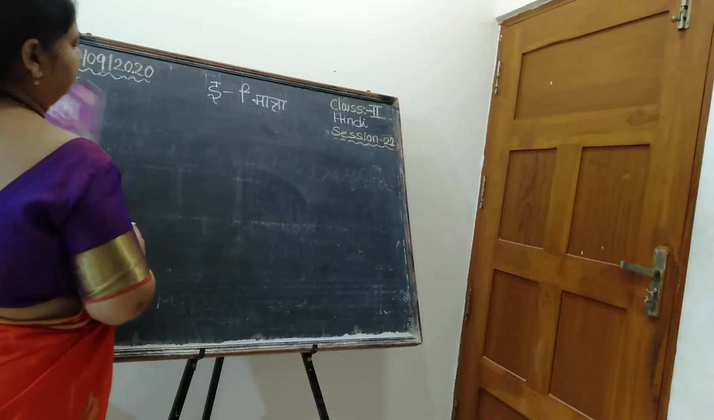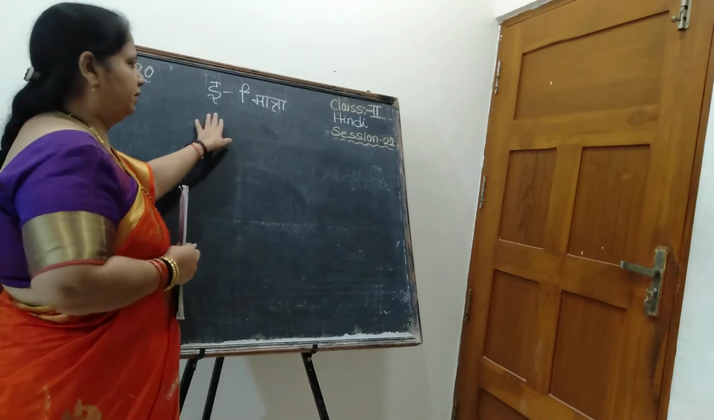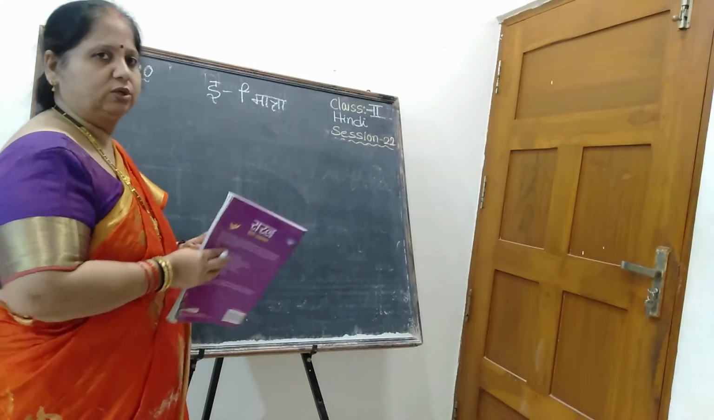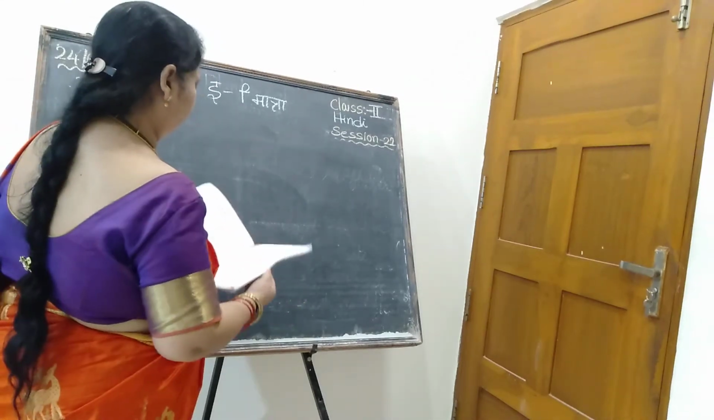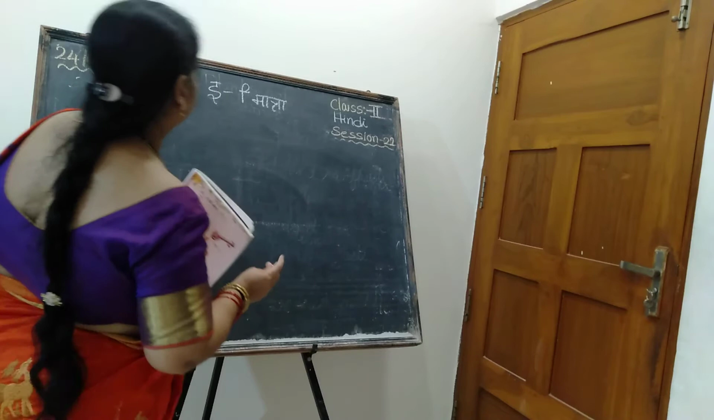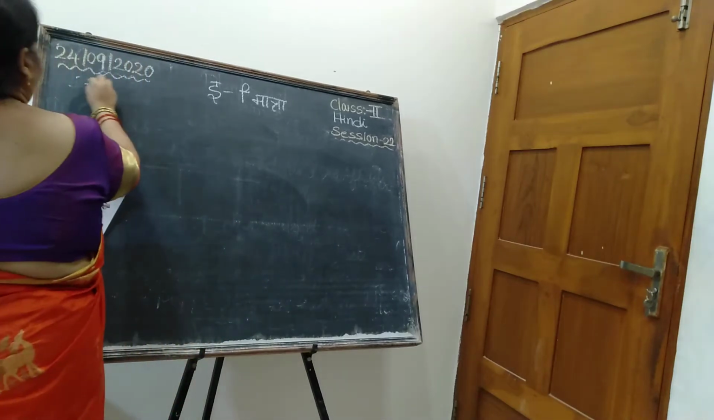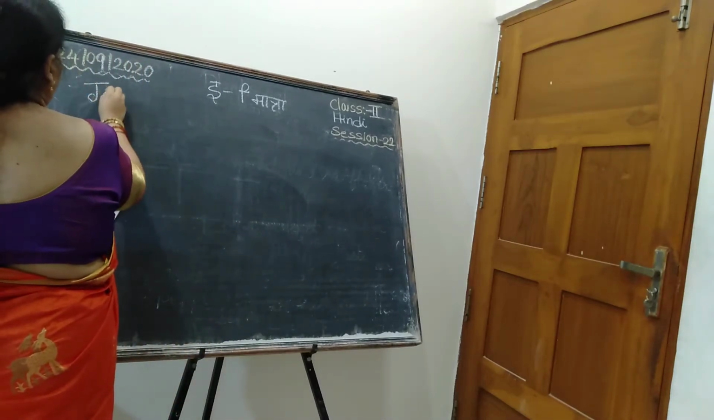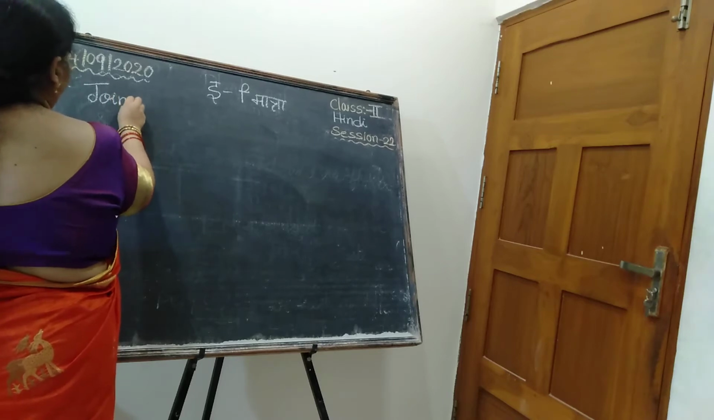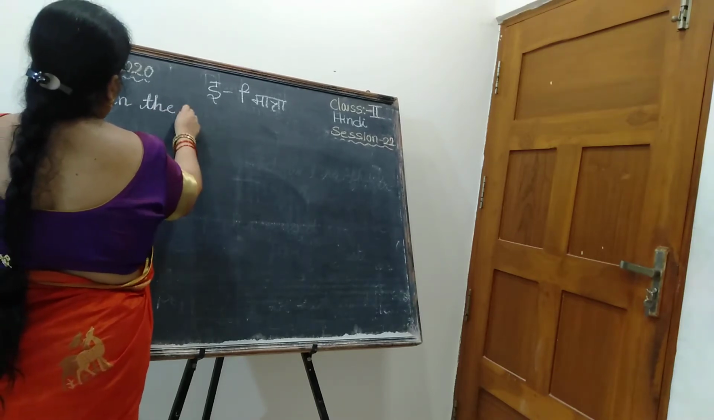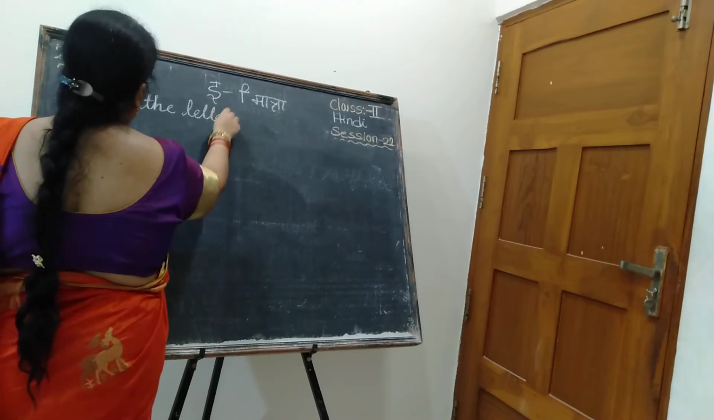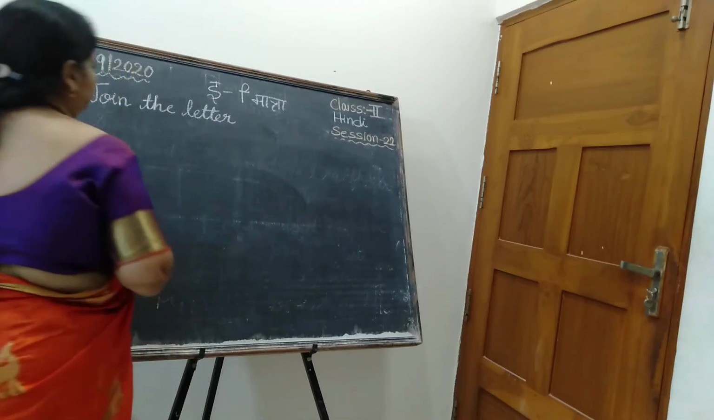Okay, so a matra has been completed. Now choti ki matra, we completed the first two steps. Okay, now let me start joining the letter and matra. See, I am giving the headings only in English. Okay, join the letter and matra. Why am I giving English headings? You know that. Why, children?